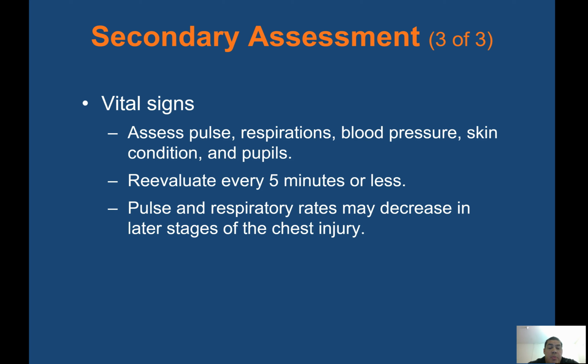Vital signs, assess pulse, respirations, blood pressure, skin condition, and pupils. Reevaluate every 5 minutes or less. Pulse and respiratory rates may decrease in later stages of the chest injury.